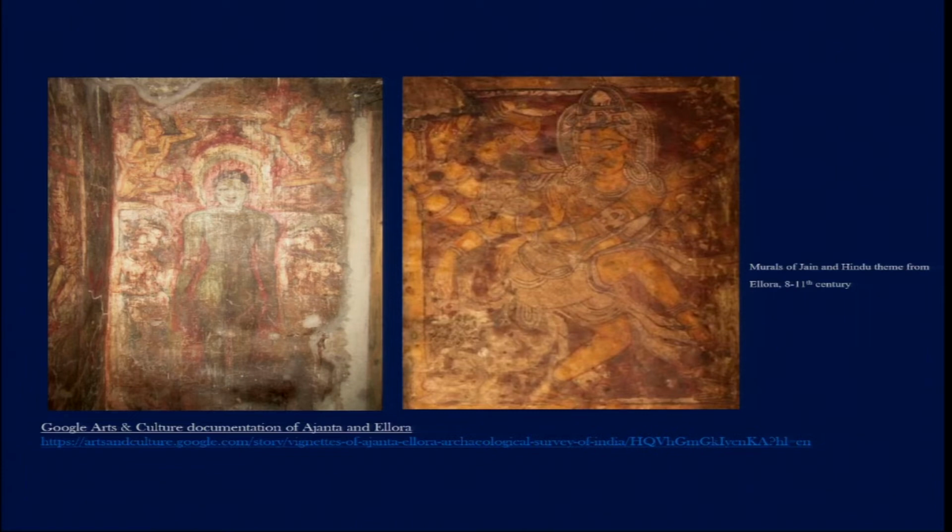Now, here we find that there are some of the murals, and we have two of the representations of the images here on screen. Now, the one on the left side is a Jaina mural, and in this one we have one of the Tirthankaras standing tall in the central part of this image.